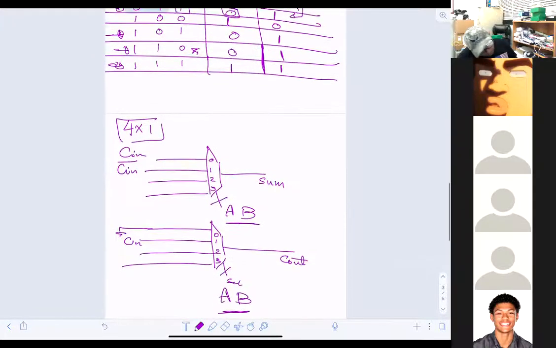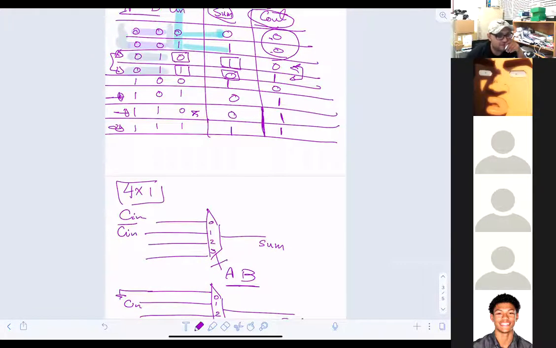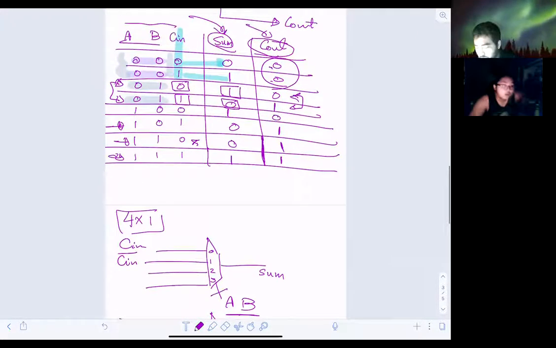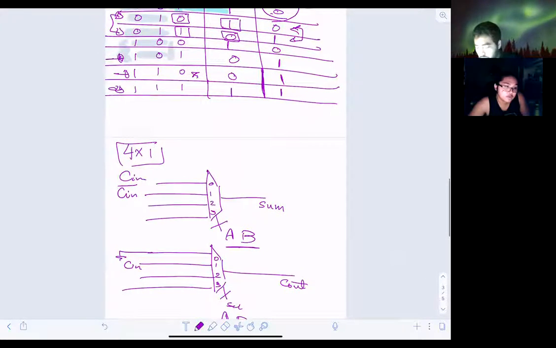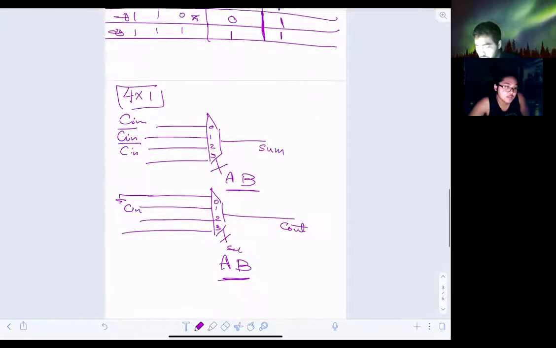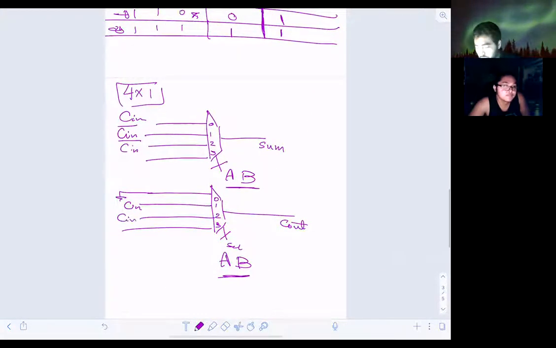Okay. So now we need somebody to... Jamal, can you go ahead and tell me what is the 1, 0? This 2. So for sum, it's going to be CN complement. And for the other one, for C out is just CN. Is he correct?